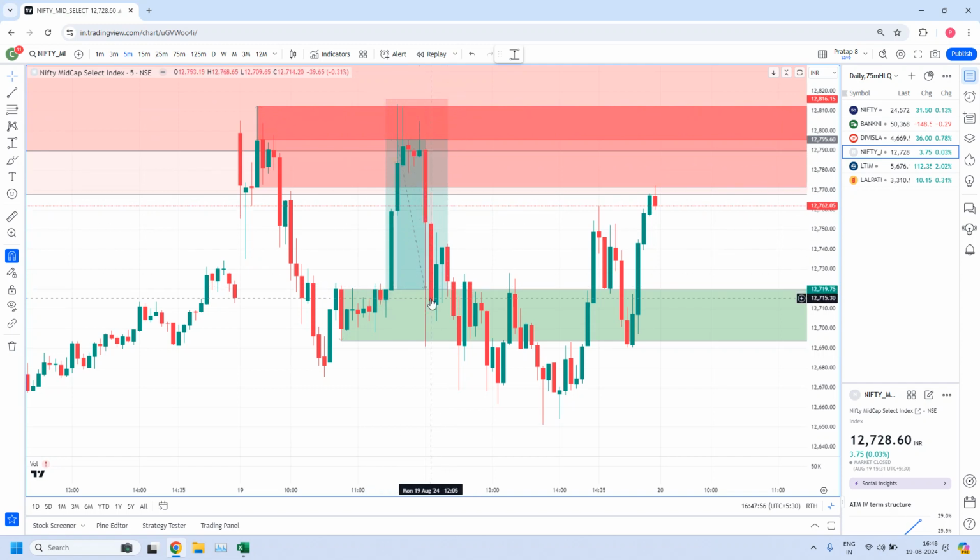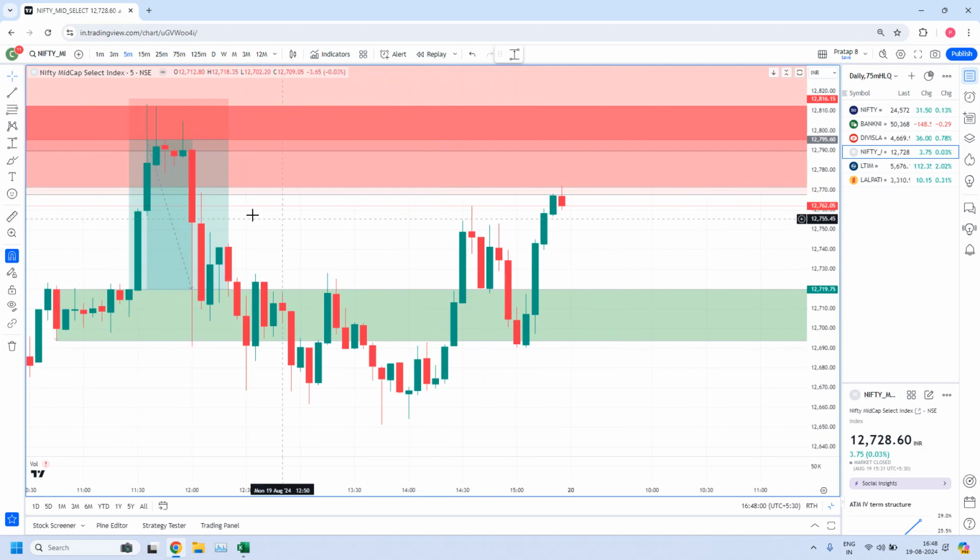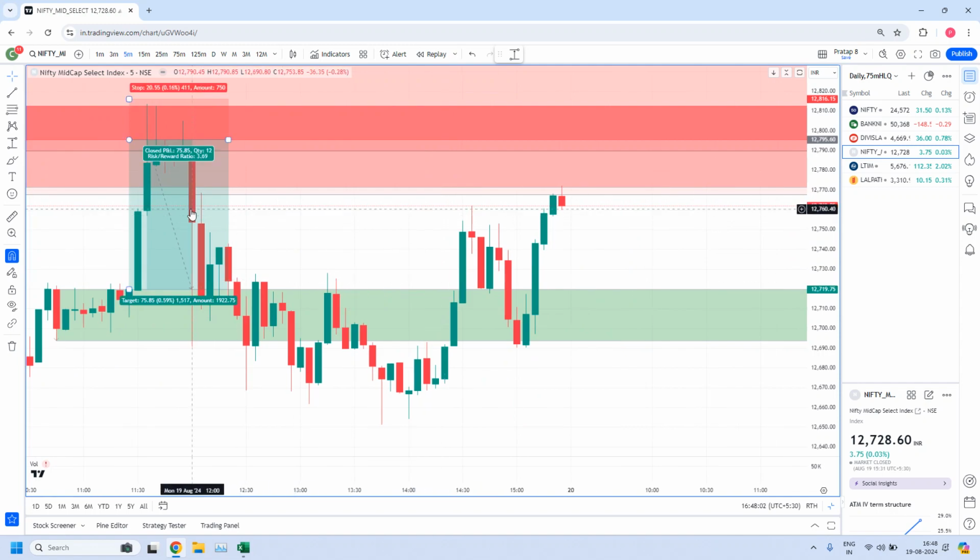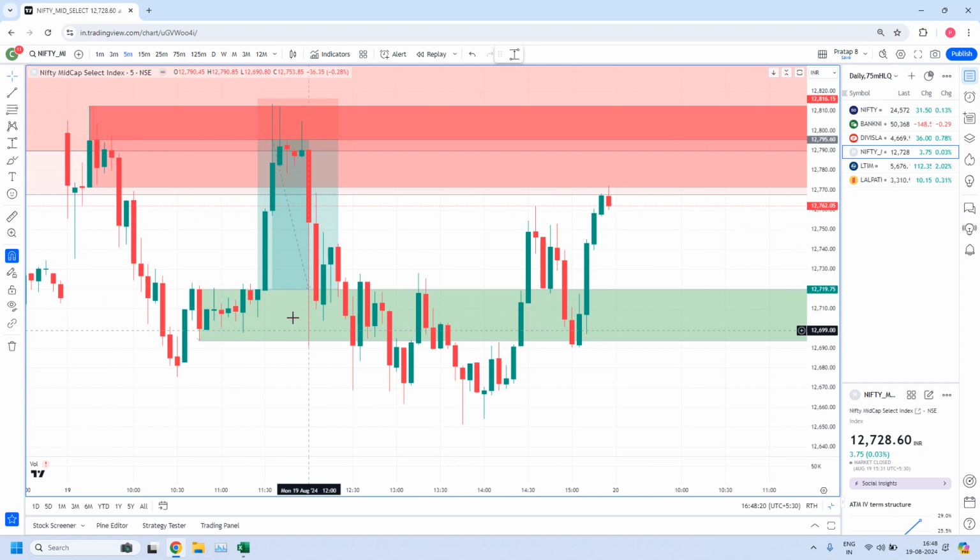And within half an hour it reached the target. Sorry, actually it reached the target in the 12 o'clock candle, not 12:05. At 12 o'clock, in this candle itself, prices came and again there was a rejection from here and it came down. So in this 12 o'clock candle itself, your trade is completed. That means it was reached within 25 minutes, so we can say 30 minutes. Within 30 minutes, your entire trade is completed.